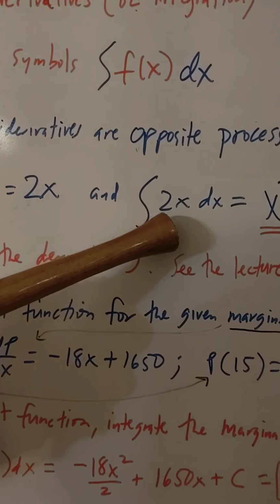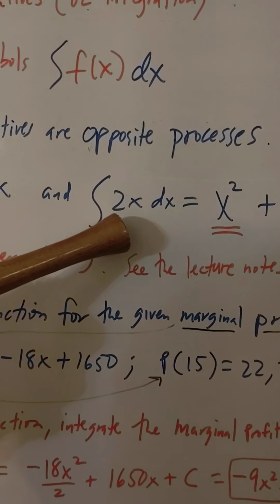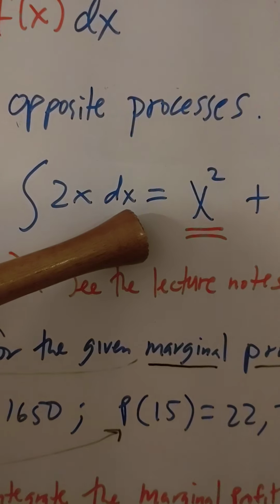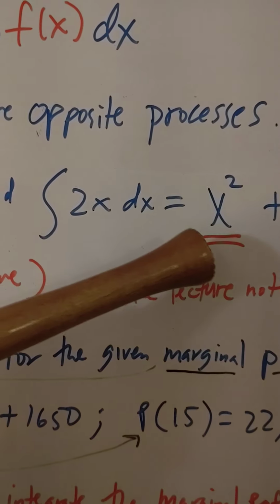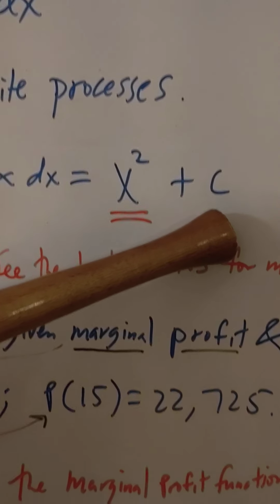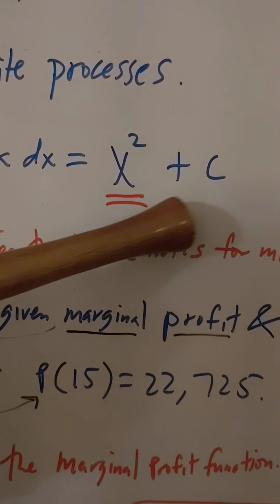The antiderivative of 2x dx, otherwise known as the integral of 2x dx, is going to equal, by the power rule of integration, which is a little bit different, x squared, and then you always have plus some constant c. So this is our answer. It's like a family of curves.